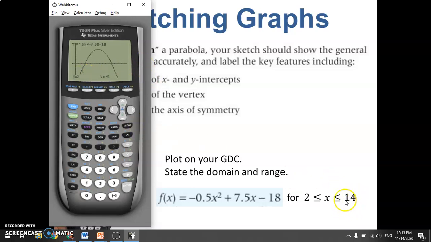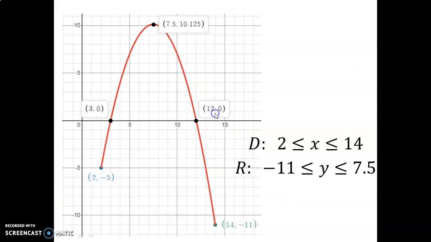And then look at the ending point, 14. So I'm going to put 14 on there. So again, second calc, number 1 for value, and I'm going to put 14 in there now. And now I see y is negative 11. So it kind of tells me where to start and end my graph. So let's take a look.